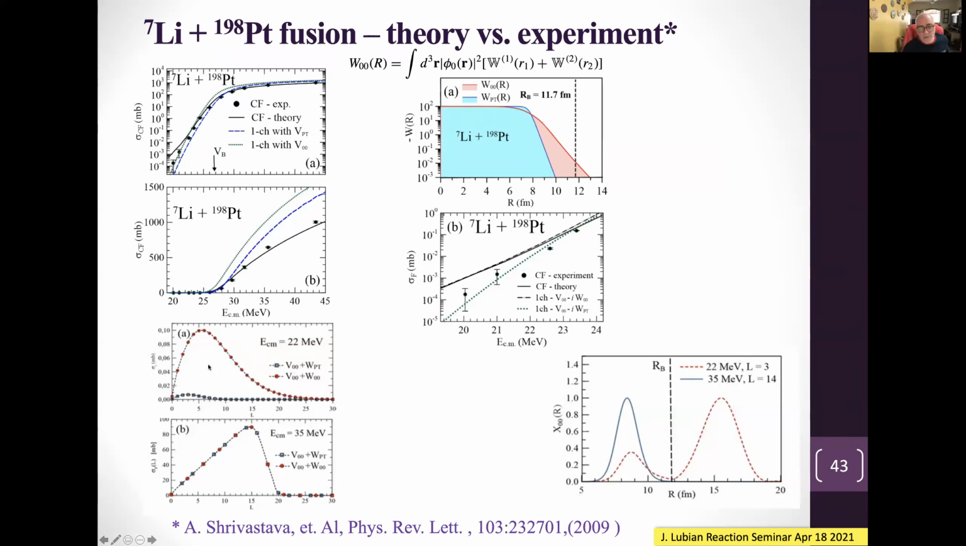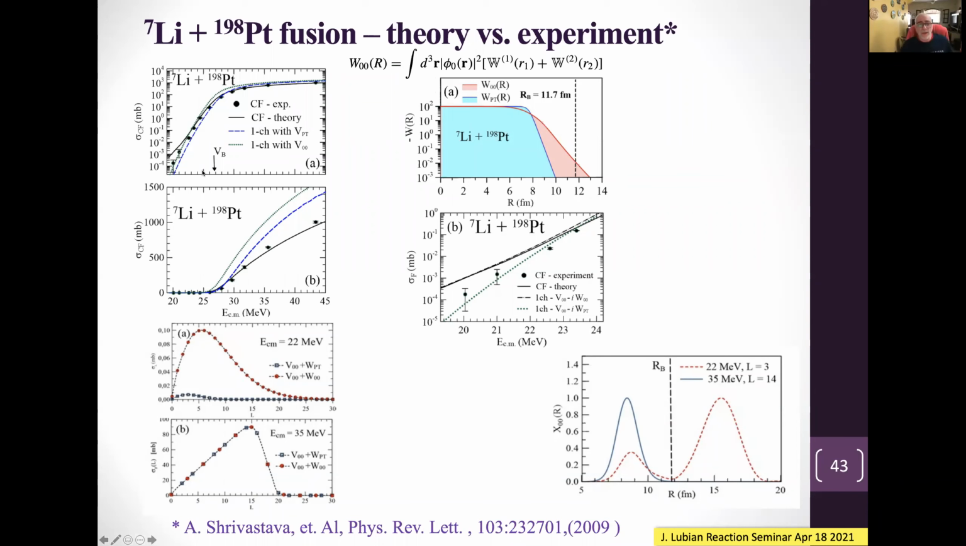This is also how the fusion or the absorption depends on L for two different energies. In this case, you see that above the barrier, they coincide. So this is not relevant above the barrier, but below the barrier, they are very different. So performing this correction, we get very good results.